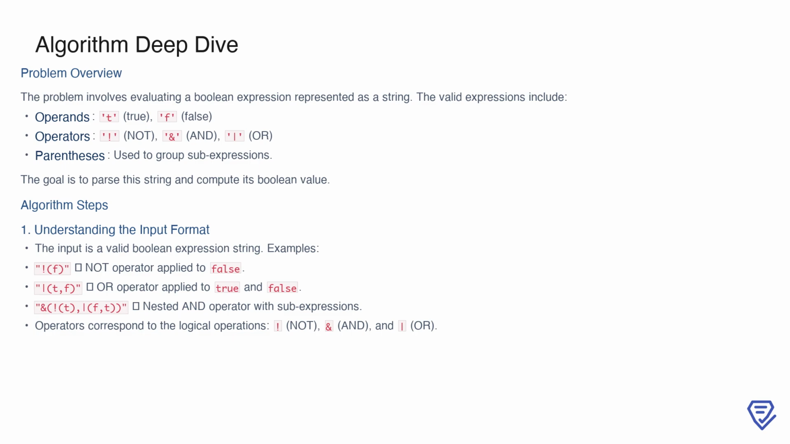For example, the expression !(f) applies the not operator to false, resulting in true. Similarly, |(t,f) evaluates the or operation on true and false, which results in true. A more complex example is &(t, |(f,t)), where the and operator is applied to two sub-expressions. The goal is to parse these strings and compute their Boolean values correctly.